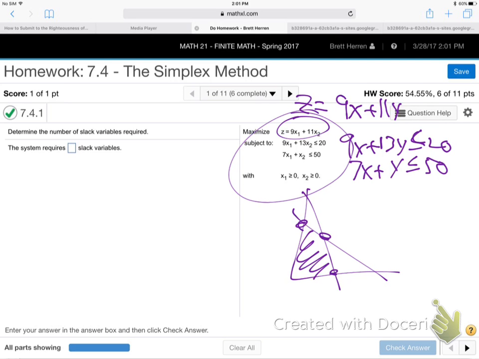I've never done anything like that. And then, how about 4 letters? What are you going to do then? We can't graph in 4 dimensions. 5, 6, 7. You see the problem. The graphing method is limited, right? It only is good when you have two variables.